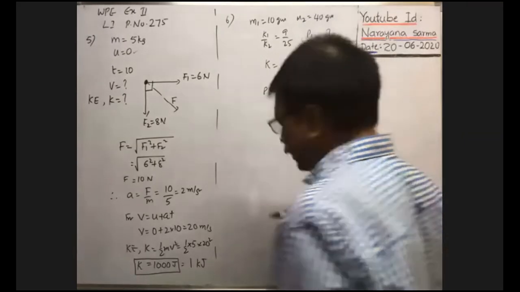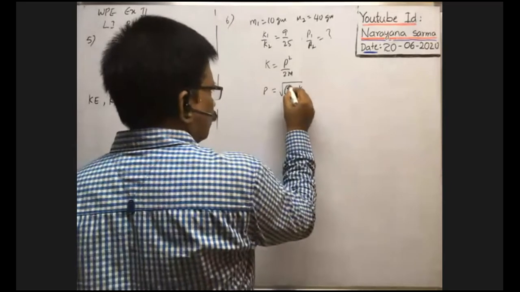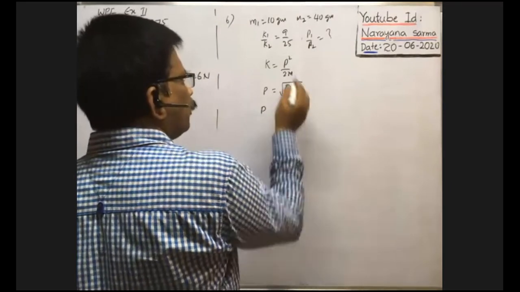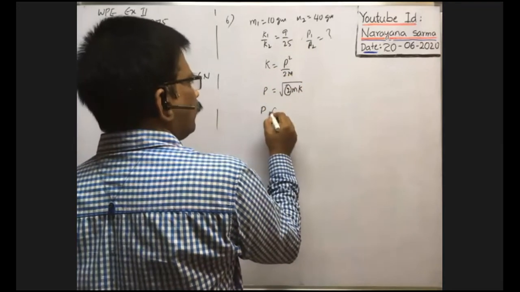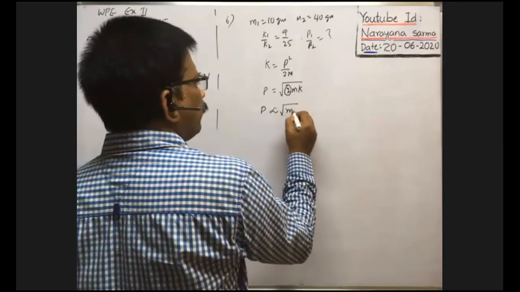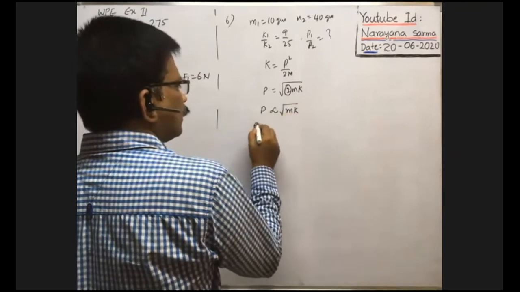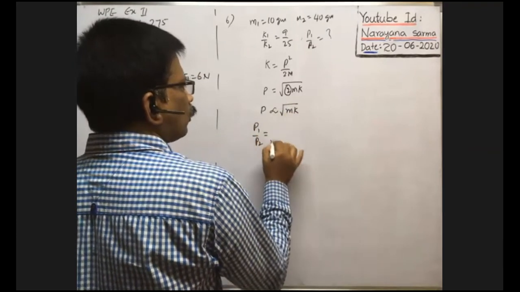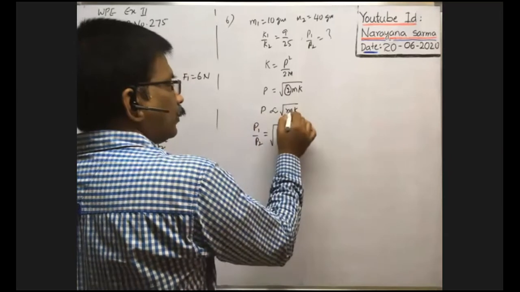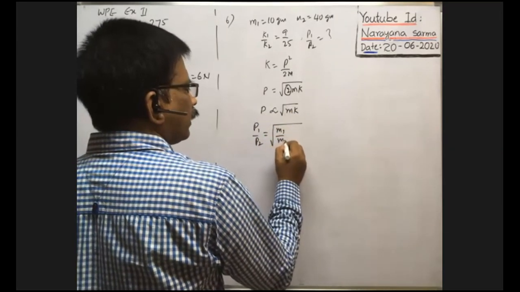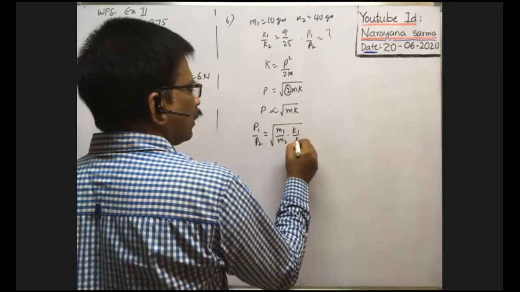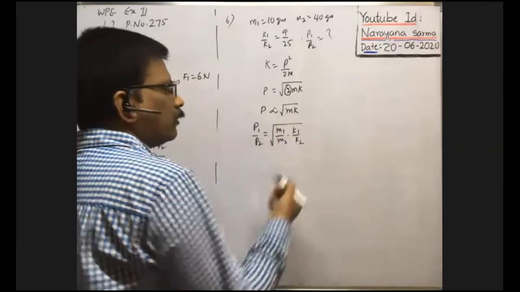Root of 2m into K. Here 2 is constant. In both the cases, in the formula, 2 is constant. That's why we can write P is directly proportional to root of m into K. Therefore, for two cases, P1 by P2 is equal to root of m1 by m2 into K1 by K2. If an inverse relation is there, we have to write m2 by m1.